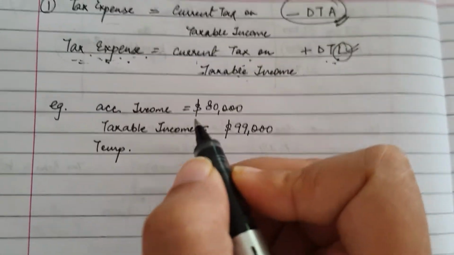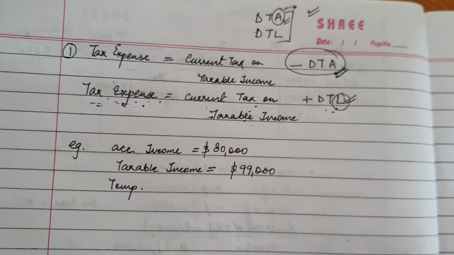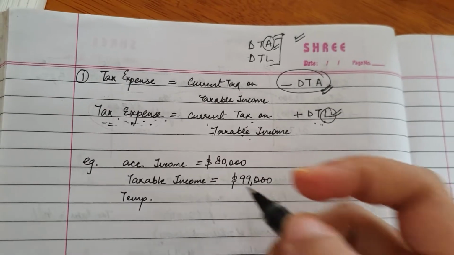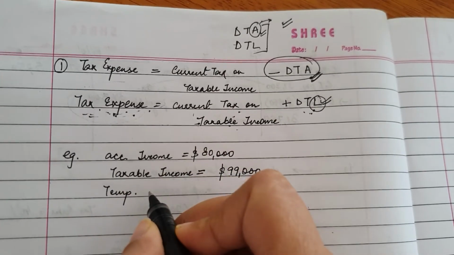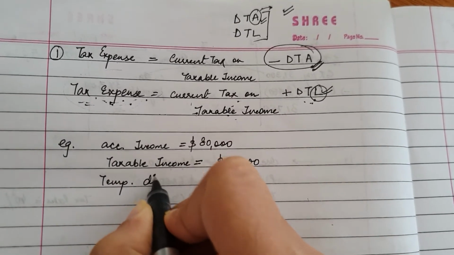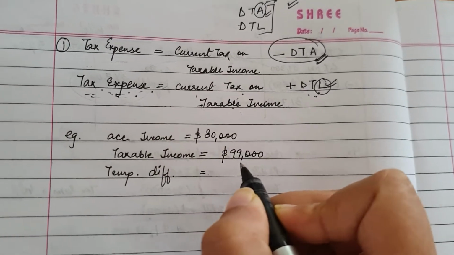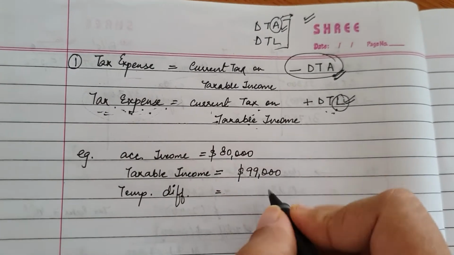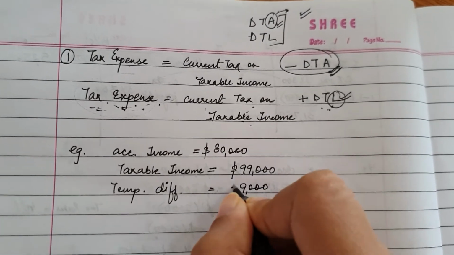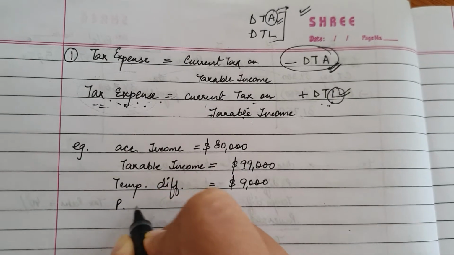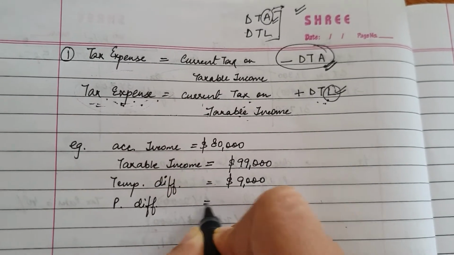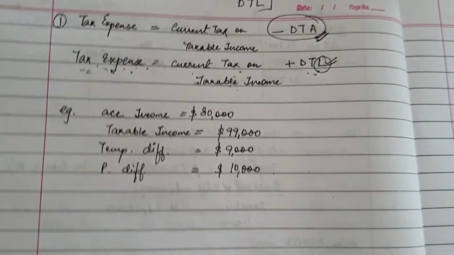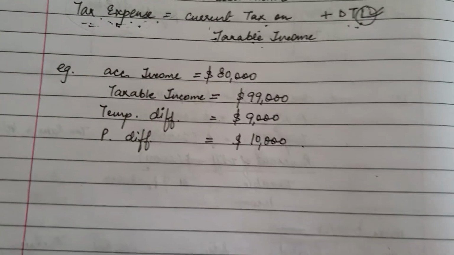Now, of course, before doing this, I hope you all have studied the chapter at least once. So we know what temporary differences and permanent differences are. I am not going to explain it over here. Okay, so the temporary difference is coming out to be $9,000, and the permanent difference is coming out to be $10,000.